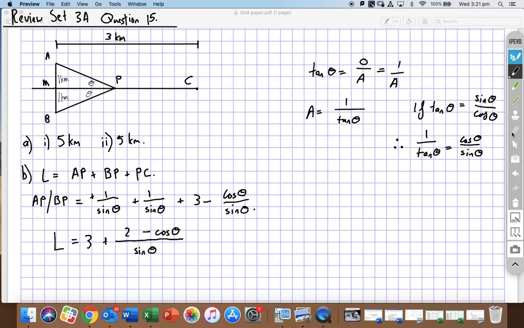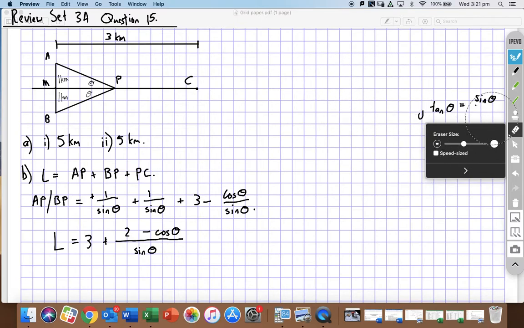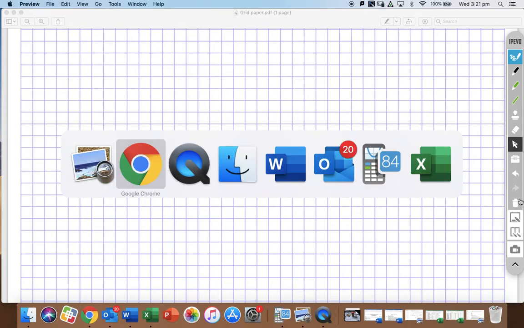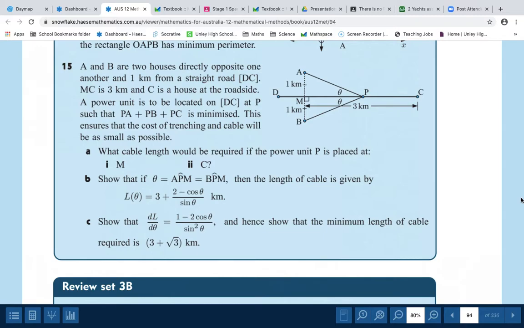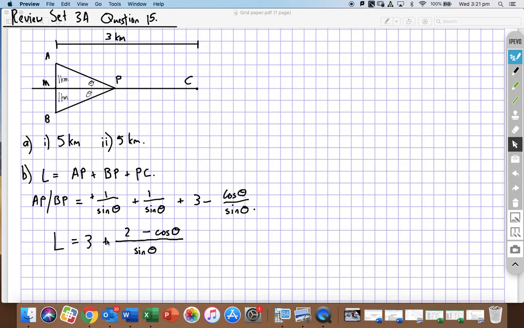So I just want to hide the work that I've done here. Well, that eraser's too big. There we go, that's better. So I'm going to hide this work for a second and check if my length equation matches their length equation. Otherwise, we'll have to do some rearranging. All right, so clear all for a minute. 3 plus (2 minus cos theta) on sine theta. Good, so this is the equation we're looking for.